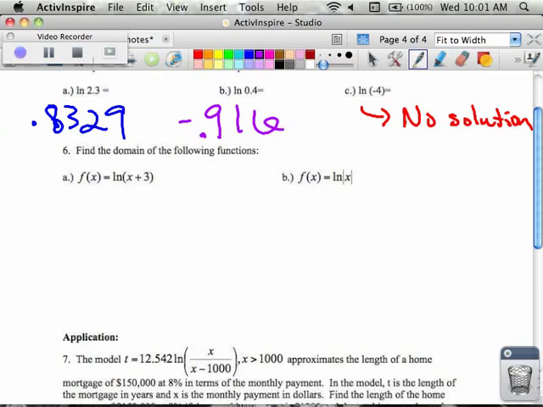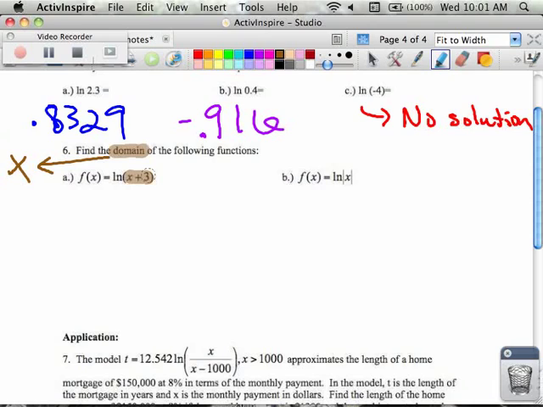Domain. What does domain mean? The x values. So when I see domain, I better be thinking of my x values. You might remember that we did this with square roots. When we worked with square roots, we knew the stuff inside the square root had to be bigger than or equal to 0.